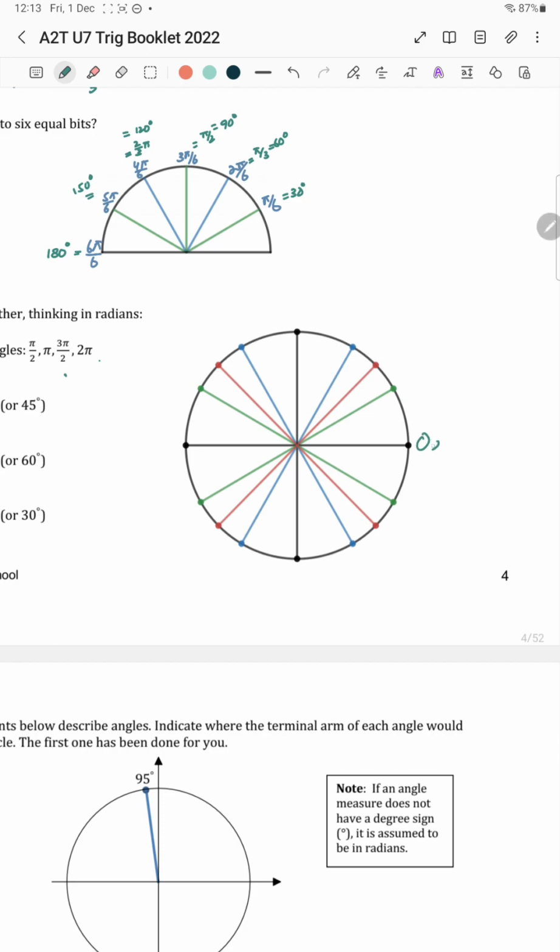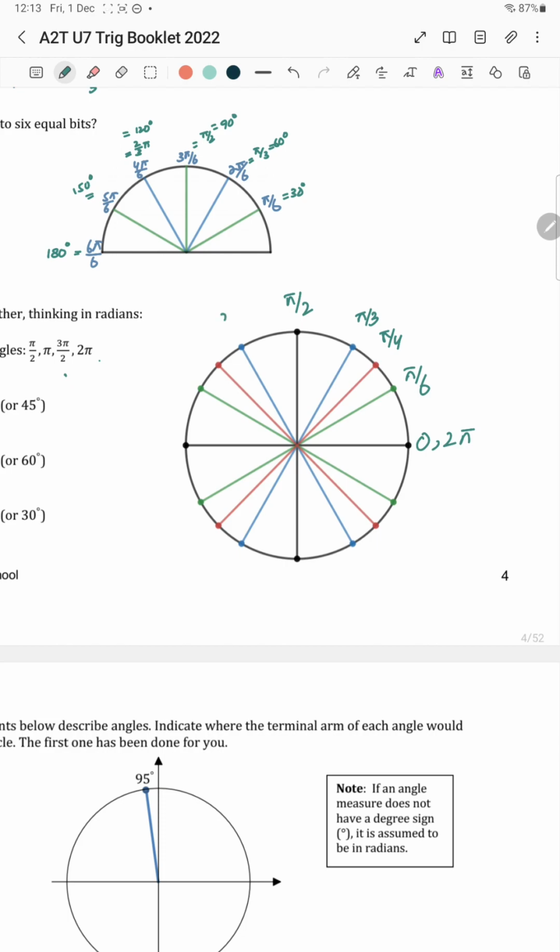We can write it 0 or 2 pi, pi by 6, pi by 4, pi by 3, pi by 2. Second, was the first quadrant.